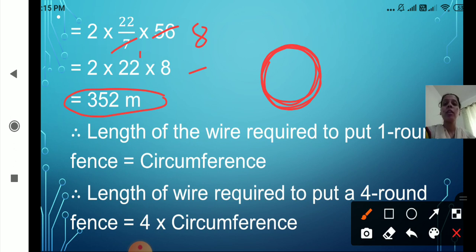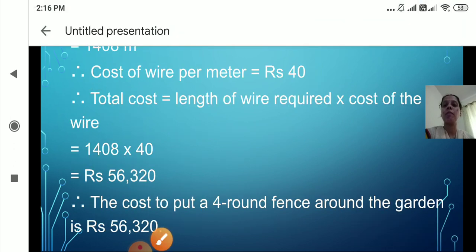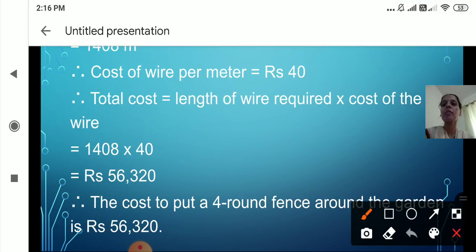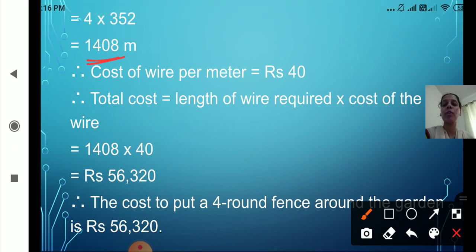Yes, and we have to find out the length of wire required to put 4 round fence. How will you find the length of the wire required for 4 round fencing? For 1 round fencing it is equal to the circumference. So for 4 round fencing it is 4 multiplied by the circumference. So 4 multiplied by 352, right? So 4 multiplied by 352, that is 1408.